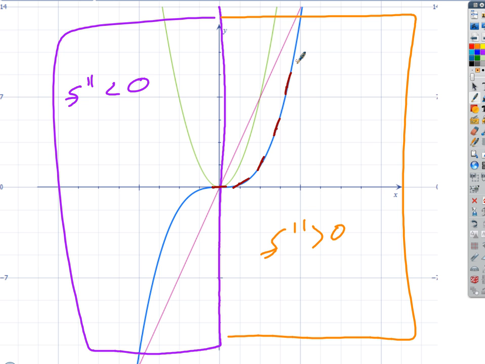So isn't the second derivative just the rate of change of the first derivative, right? So it's really just the rate of change of the slope. Agreed? So shouldn't a positive second derivative tell you that the first derivative is increasing, right? Because the second derivative is the rate of change of the first derivative.